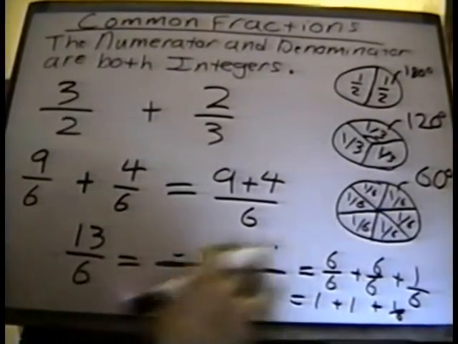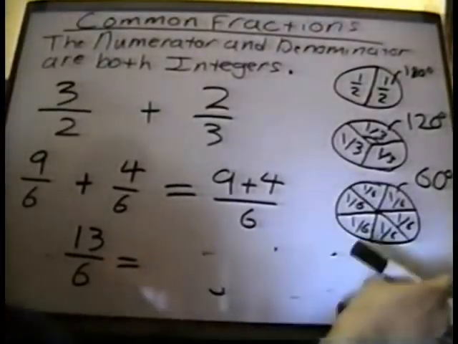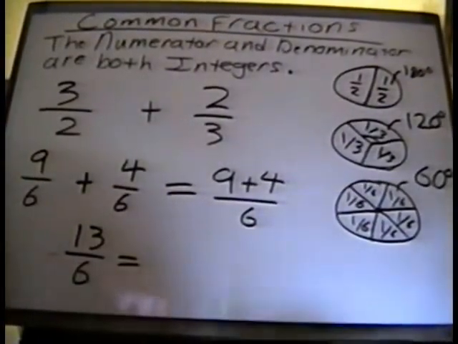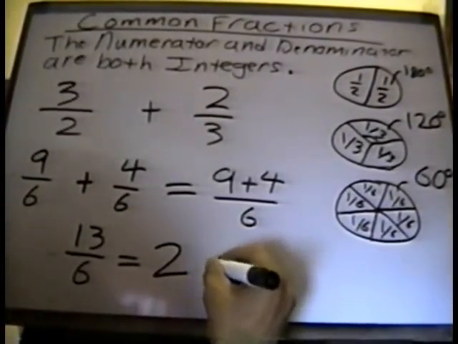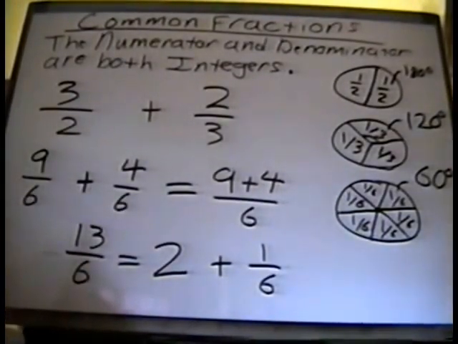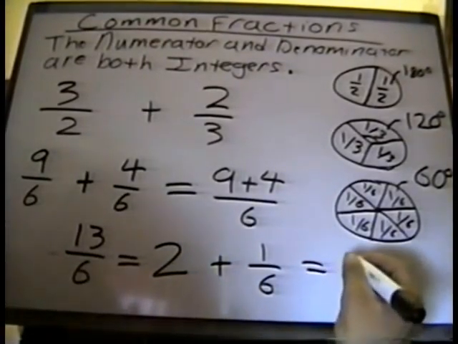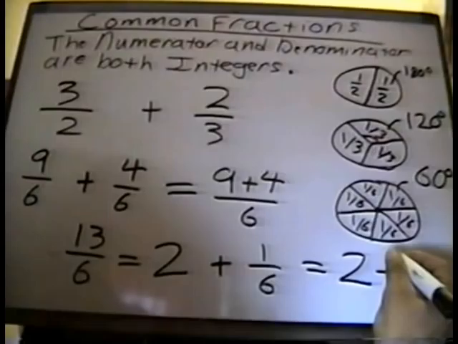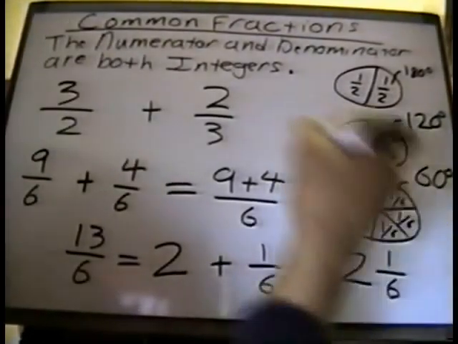So this becomes 2 plus 1/6, or 2 and 1/6.